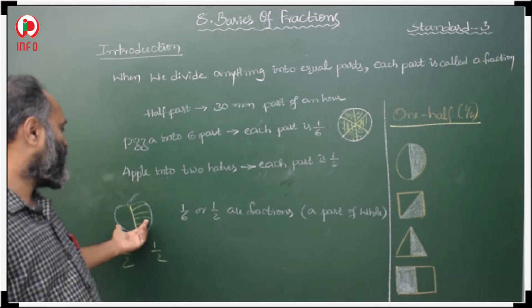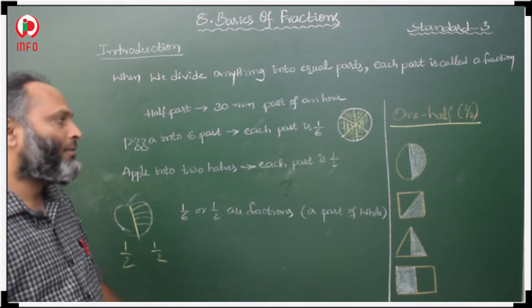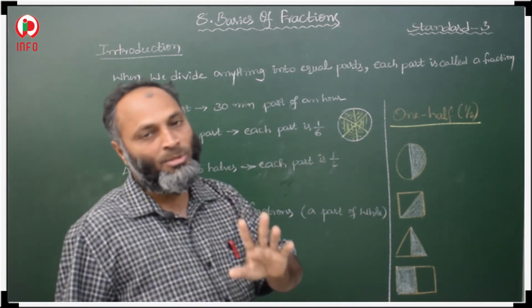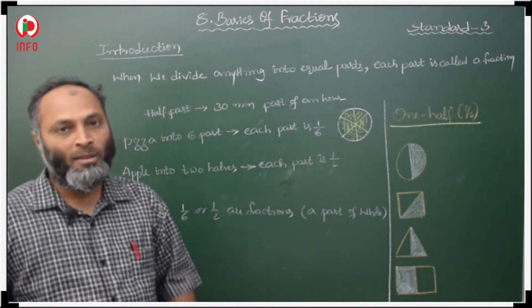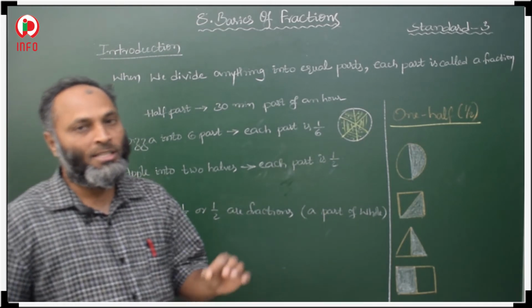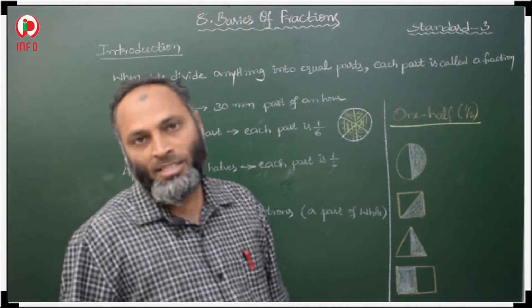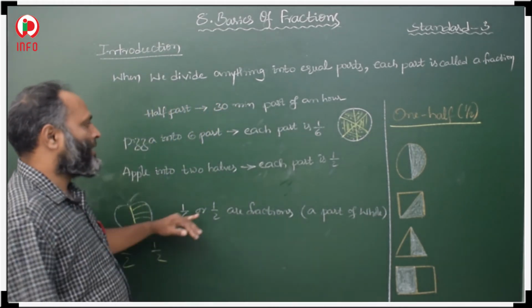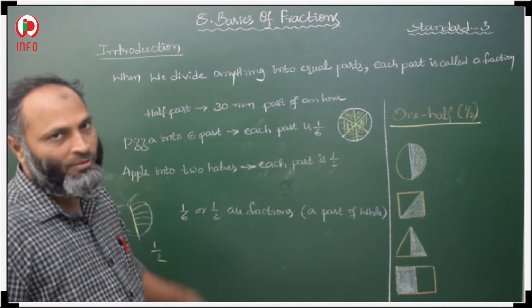Here 2 halves means we divided into only 2 parts. That is why the denominator here is 2. Here the denominator is 6. How many parts did we make? Total 6 parts. That is why the denominator is 6. It means if anything is divided into equal parts, then each and every part is a fraction. Okay, so 1 by 6, 1 by 2, 1 by 4, 5 by 8, all these are fractions.